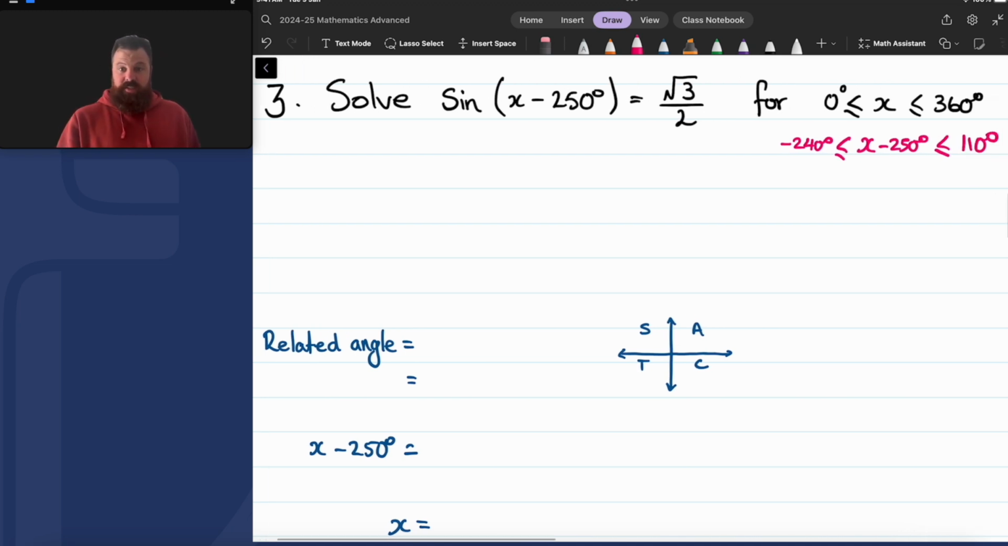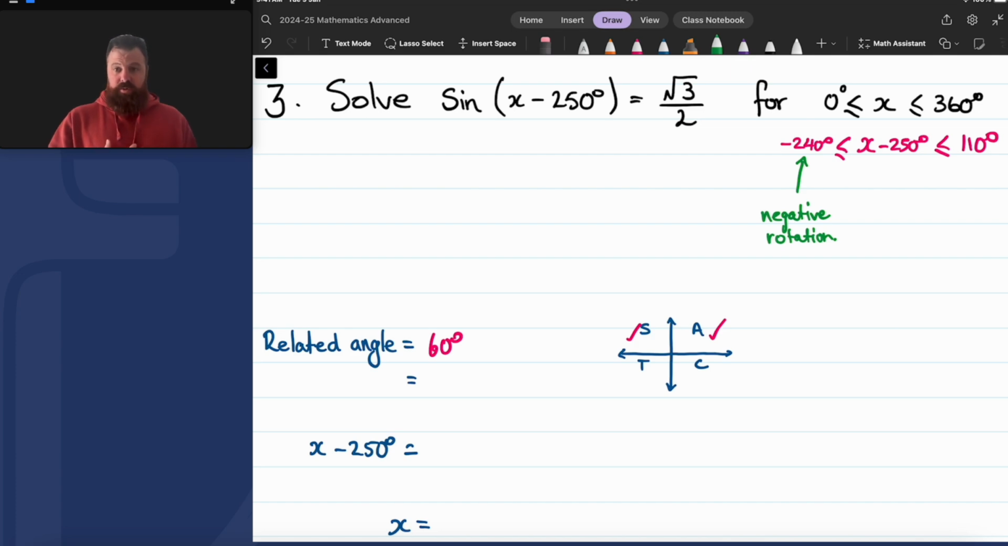Having a look at this, I see root 3 on 2. Root 3 on 2, that's back to our exact ratio triangles. Root 3 on 2 is opposite over hypotenuse. So our related angle here is 60 degrees. Cool. We know that root 3 on 2 is positive, so it's in the first and the second quadrant. So we're still only doing one lap of the unit circle, but we've got to think here. We're going in our domain now. We've got a negative rotation.